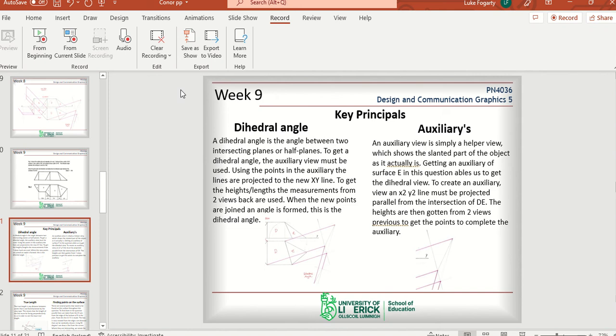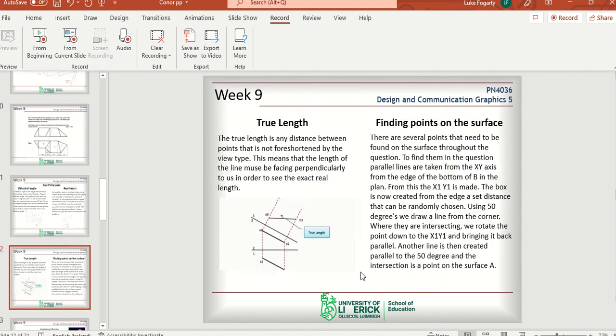So in the question we have to get the dihedral angle from the intersection of D and E, so that's projected out, and you can see in the part down below here that it's gotten. Then the auxiliary view, so we also have to get an auxiliary view in that question, so that's another key principle.